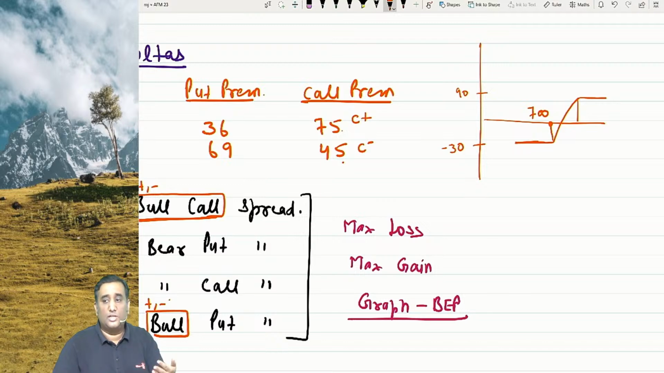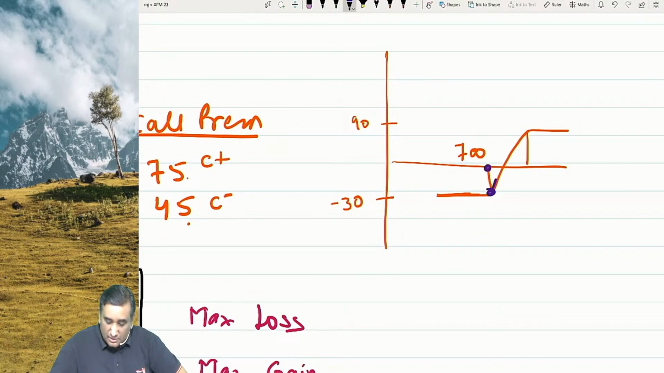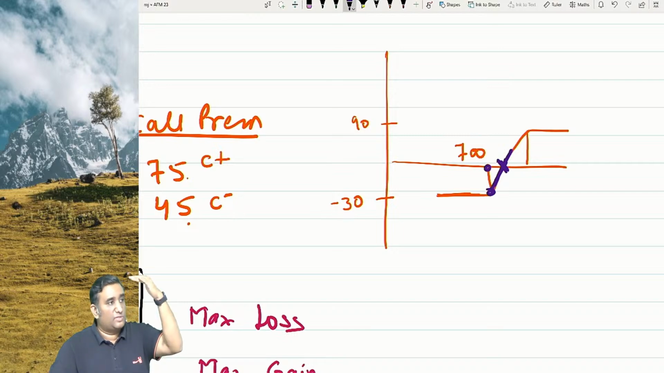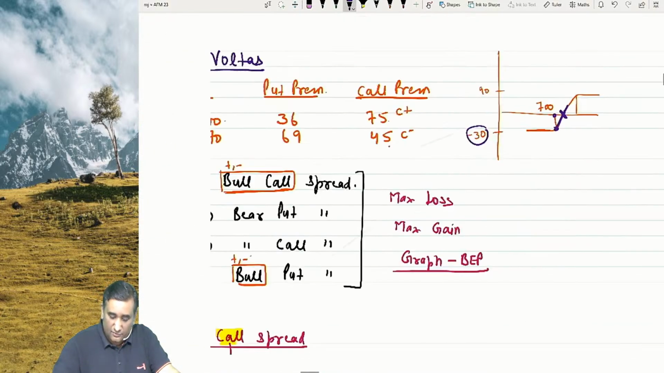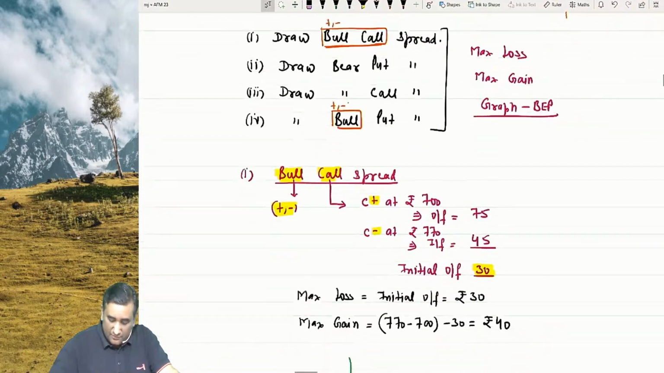Now how do you logically think about the graph? If I am at a loss of 30 when the price is 700, I'll be in profit when the price moves above. I need to cover 30. So what would be my break-even? 730. That is the feeling you have. This is the first case we have.